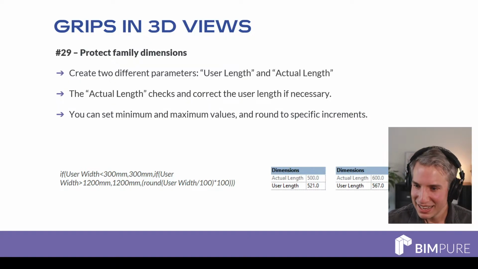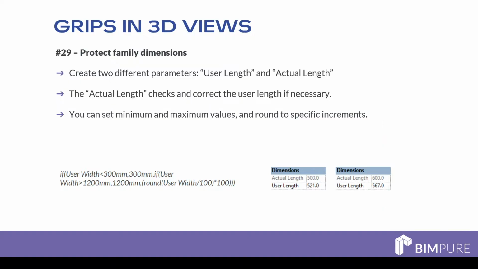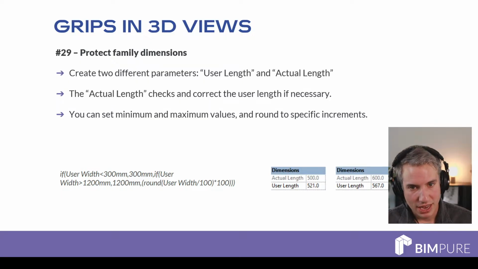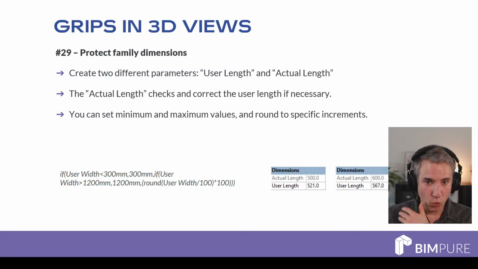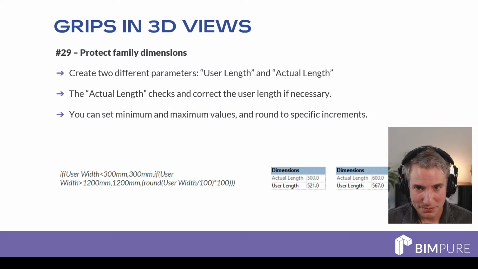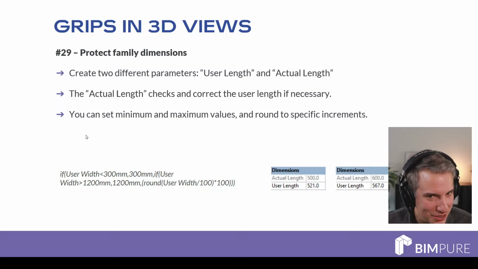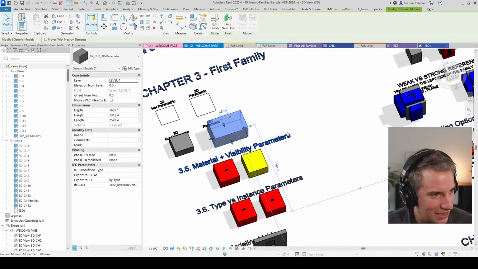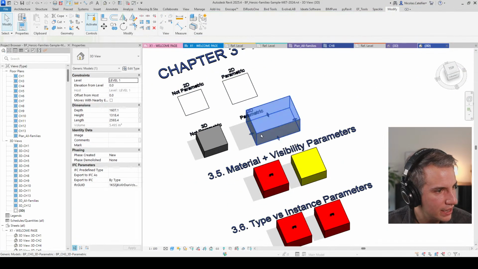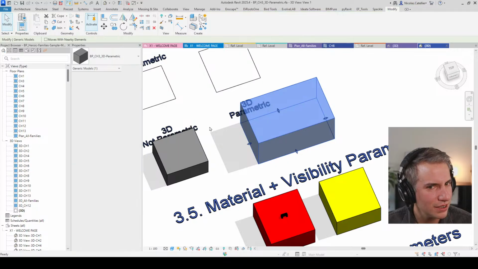Okay. Almost finished with the tips. This one is about protecting the family dimensions. Previously I've shown how you can round values of the family by setting increments. Now we're doing the same thing, but in addition, we're going to set a minimum and a maximum. I'll try to keep the formula around because I have a hard time remembering it. So let's use this one, in fact.